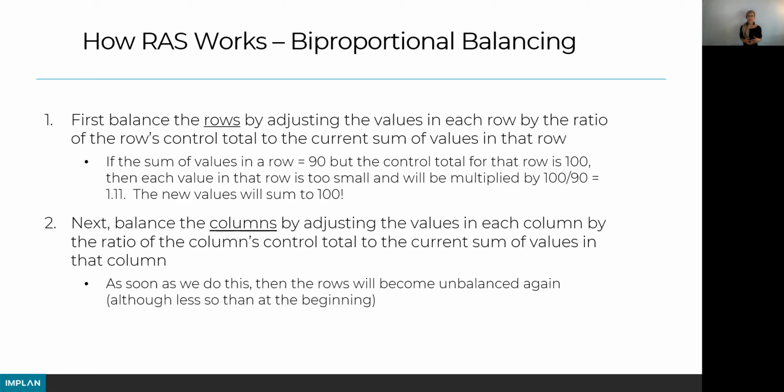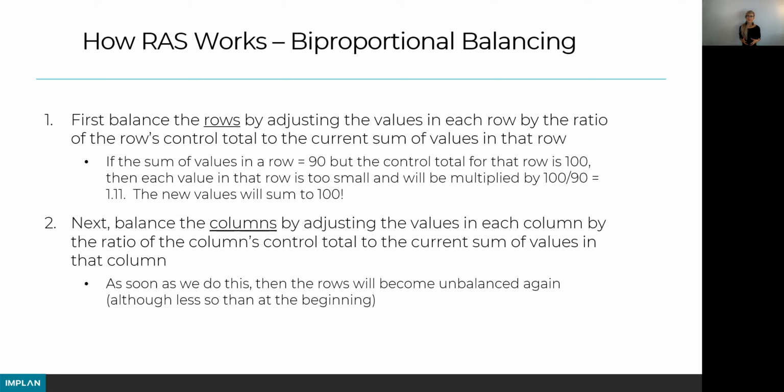The first step would be to balance the rows by adjusting the values in each row by the ratio of that row's control total to the current sum of all the values in that row. For example, let's say that the sum of values in a row is 90, but the control total is 100. That means our estimates are too small and we need to bump them up so that they sum up to 100. How do we know how much to bump them up? As written here, we take the control total divided by their current sum. In this case, it would be 100 divided by 90, which is 1.11. The new values, once we do this, will sum to 100.